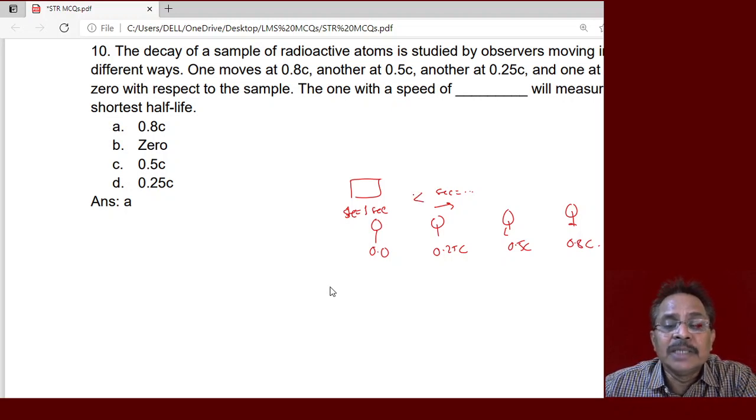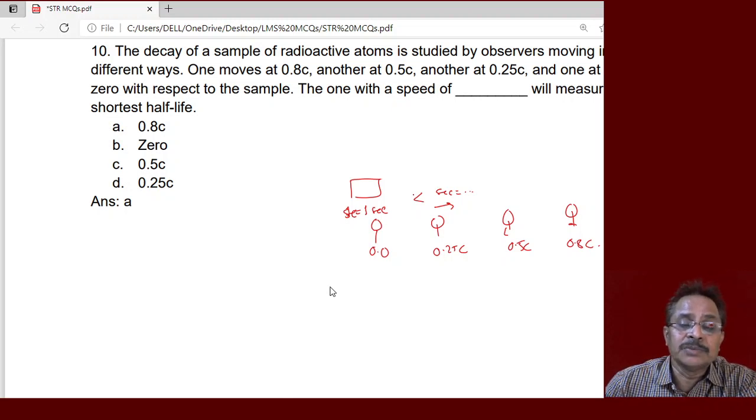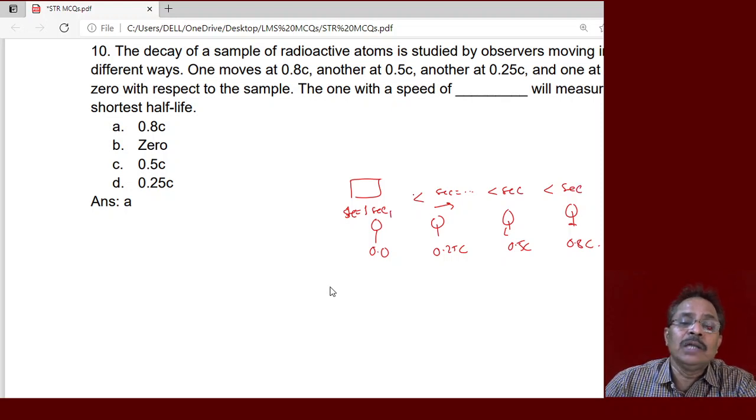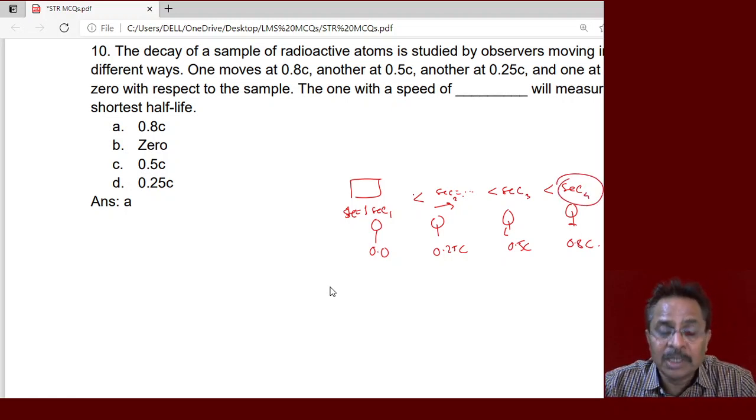Then the second measured by this observer, who is in motion at 0.5 c with respect to the radioactive substance kept on the surface of Earth, will be still longer than the second of this as well as this. And for the last observer, who is moving away at 0.8 c, his second will be larger. So this is second 1, second 2, the second observer, third observer, and fourth observer. His second will be larger, the duration will be longer compared to the rest, and therefore the half-life of that radioactive sample measured by observers 1, 2, 3, 4 will go on increasing.